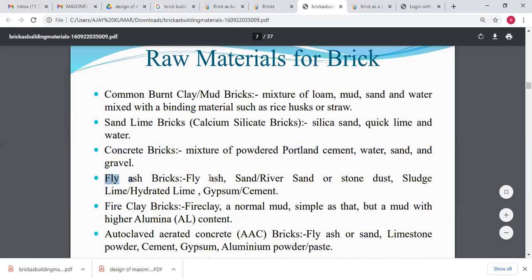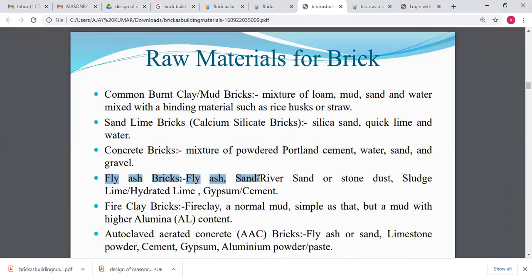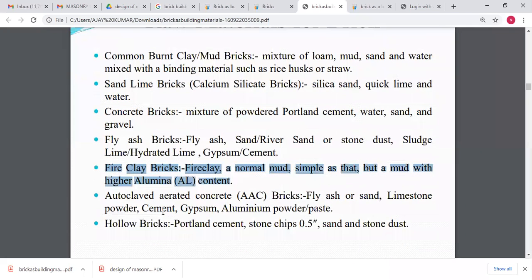Next, fly ash bricks. Fly ash basically is generated from the thermal coal industry. The ash generated in the thermal power plant is called fly ash. So the fly ash, river sand or stone dust, sludge, lime, hydrated lime, and gypsum cement are used for the fly ash bricks. And the next one, fire clay bricks. In fire clay bricks, the normal mud sample with a higher alumina content is subjected to heat. That type of brick is called fire clay bricks.